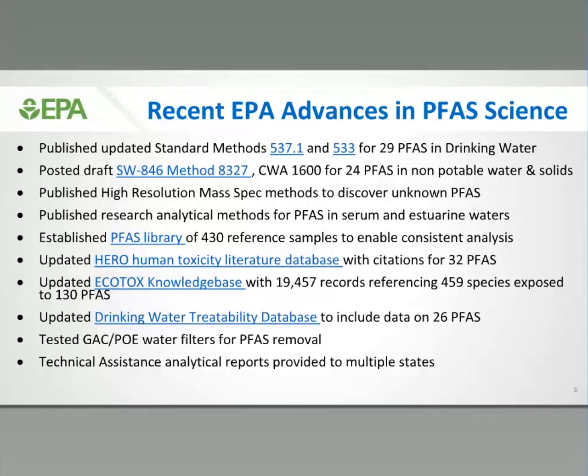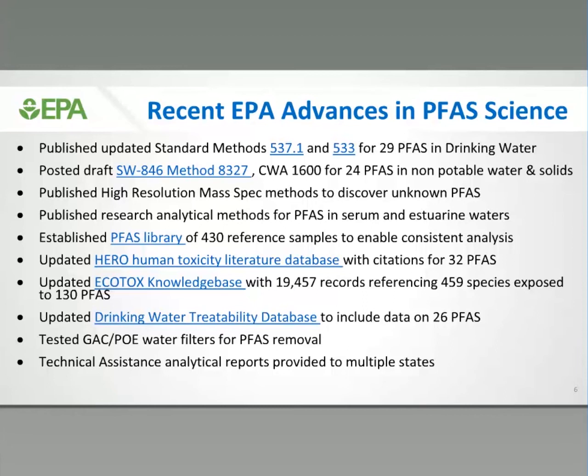In addition to the standard validated methods, which are used for agency activities, we also develop research methods. These are methods which are still quality assured and peer reviewed, and we use them for our research approaches. They would not necessarily be suitable for any kind of large-scale national regulatory monitoring program, but they're very valid, useful methods for purposes of research and analysis, including technical assistance efforts. And so we have published analytical methods for PFAS in blood serum and in estuarine waters.